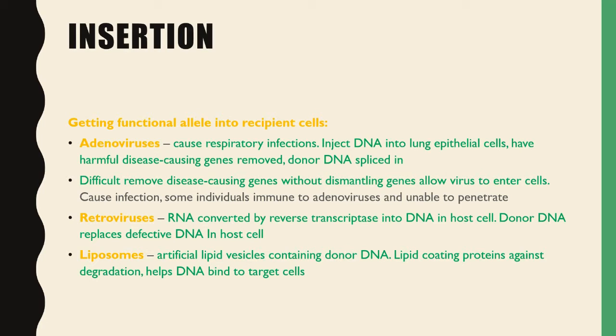So, inserting then, how do we get this functional allele into recipient cells? Well, you can use adenoviruses, which cause respiratory infections, as you can inject DNA into lung epithelial cells which have a harmful disease-causing gene removed, and the donor DNA will be spliced in. It is difficult to remove disease-causing genes without dismantling genes allowing a virus to enter the cell, which will cause infection, and some individuals may be immune to adenoviruses, and therefore they'll be unable to penetrate these cells.